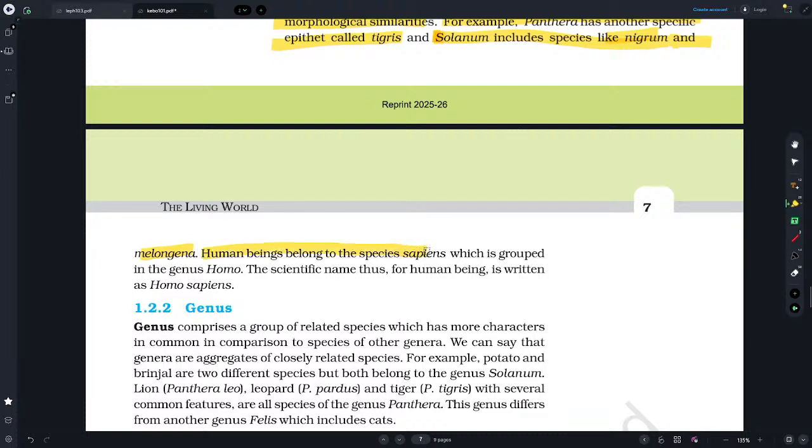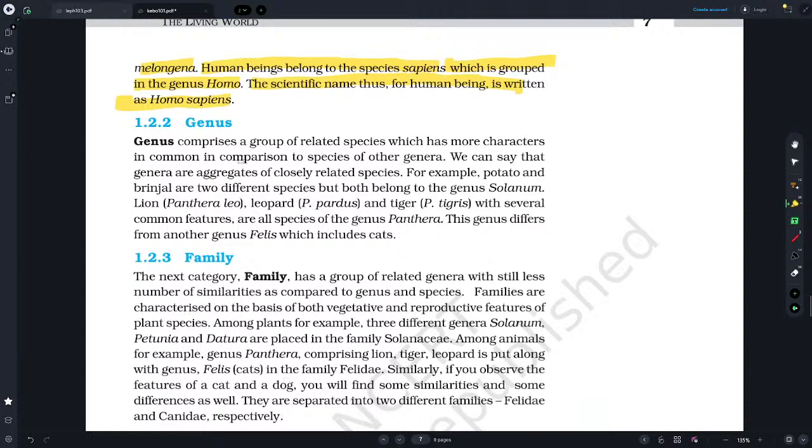Human beings belong to the species which is grouped in the genus Homo. The specific name thus for human being is written as Homo sapiens. Homo is the genus, sapiens is the specific epithet. The second lowest category is the genus.